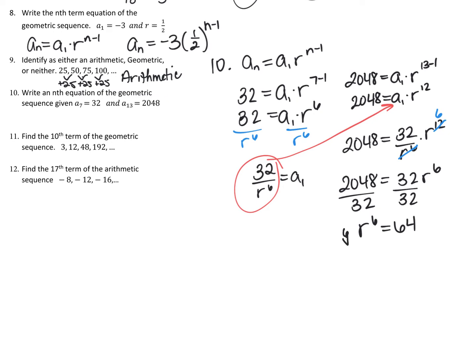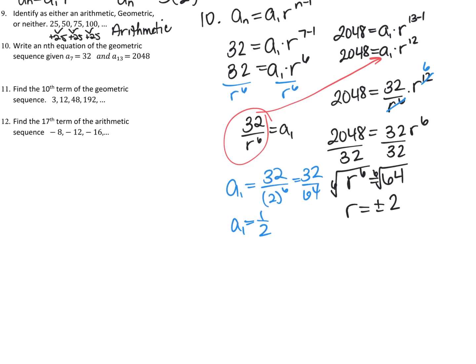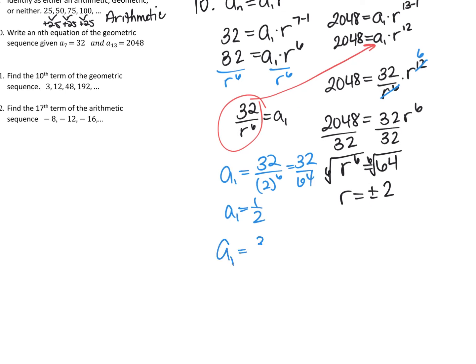And we'll take the 6th root. r is equal to plus or minus the 6th root of 64, which is 2. Now I know r. I can plug it back into my a1 equation. 32 over r. That's going to be 2 to the 6th, which is 32 over 64, 1/2. But I also have to plug in the negative 2. a1 is equal to 32 over negative 2 to the 6th, which is 32 over positive 64, again, 1/2.